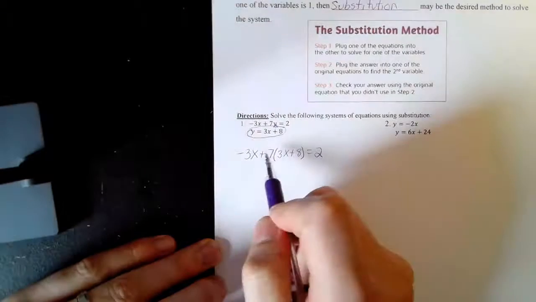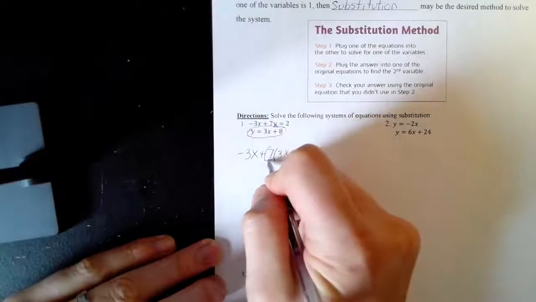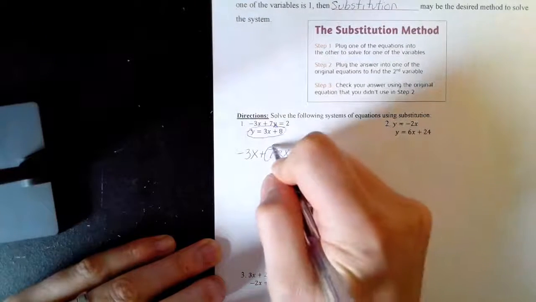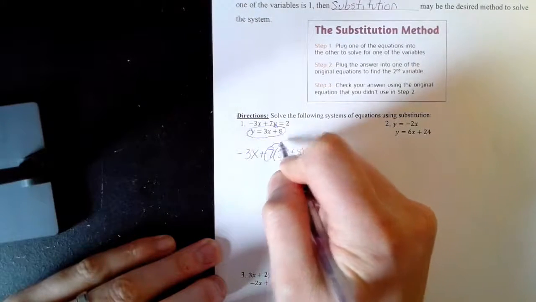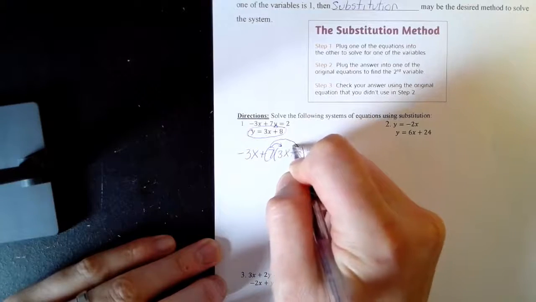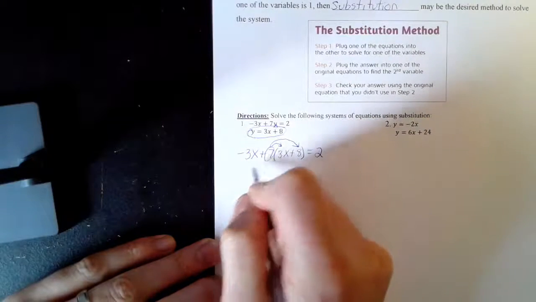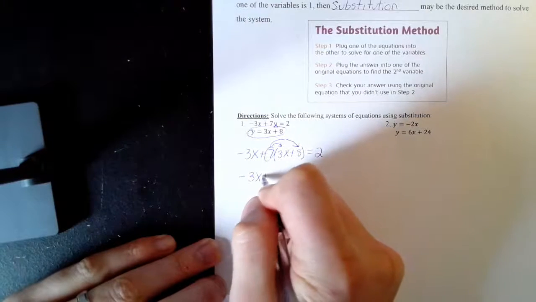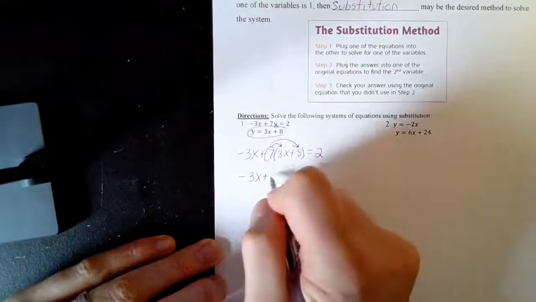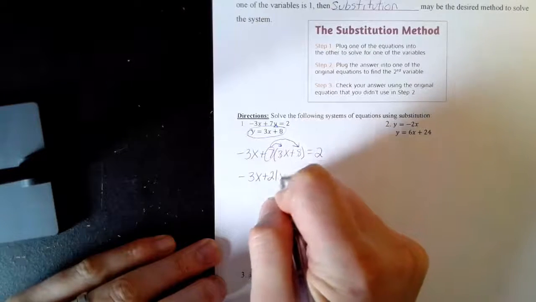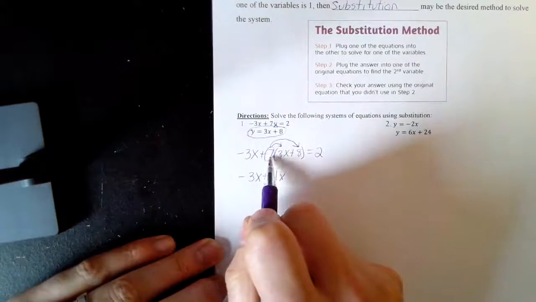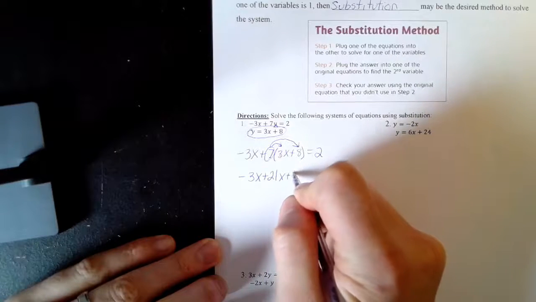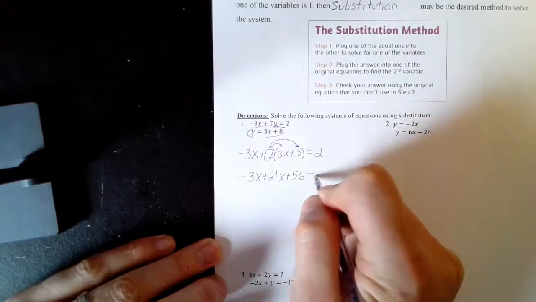Now we're going to distribute our 7. The reason we have to distribute is because we have a binomial inside the parentheses. So distribute the 7 to the 3, distribute the 7 to the 8. So we'll simplify. We have negative 3x plus 7 times 3 is 21x. Then we distributed the 7 to the 8. 7 times 8 is 56, is equal to 2.